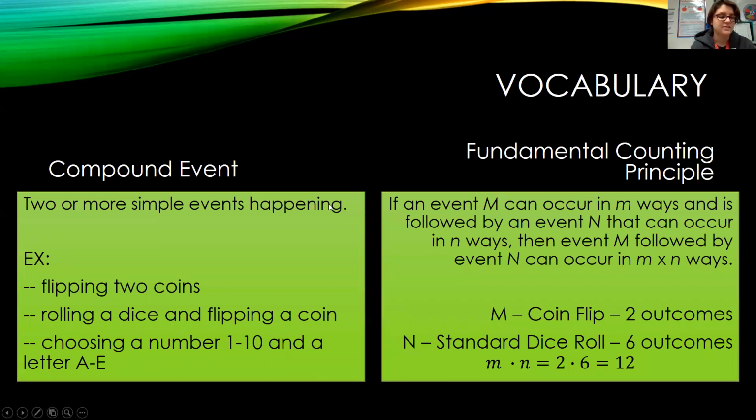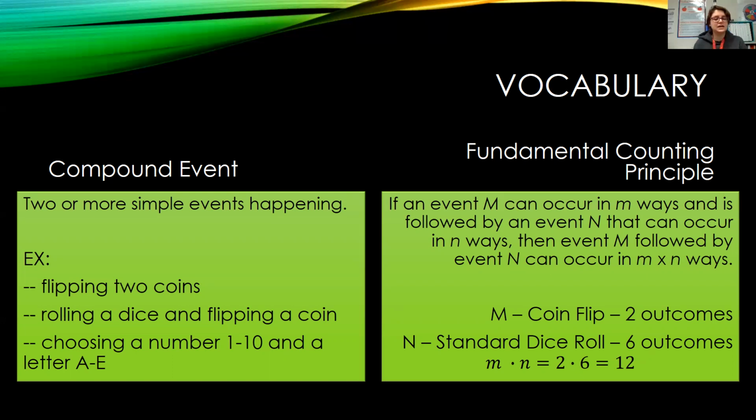So a compound event, as we learned in the previous video with sample spaces, is two or more simple events that happen. And the fundamental counting principle, whose definition is a little wordy, but will make more sense when you see it in practice: if event M can occur in M ways, followed by event N that can occur in N ways, then event M followed by event N can occur in M times N ways. Now let's just break that down a little bit to get started.